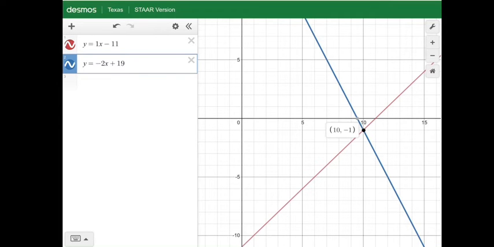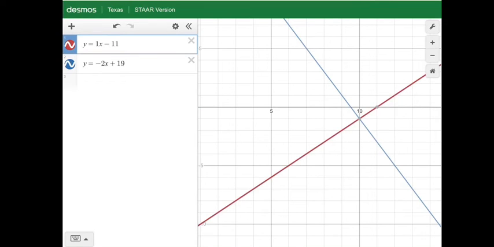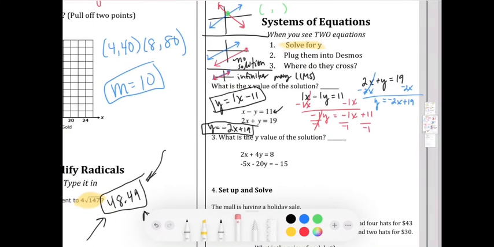Okay, I see where they cross, and I touch the ordered pair where they intersect. So these two lines cross right here. I want to know where they cross. So they cross at 10. The blue line touches the red line at 10 comma negative 1. So that's the solution where these two lines cross.